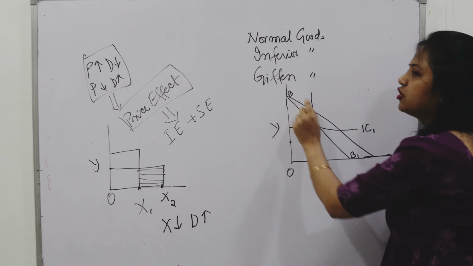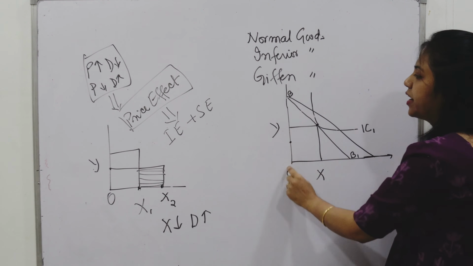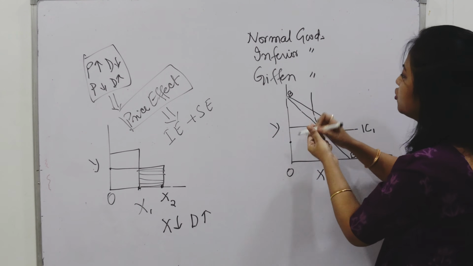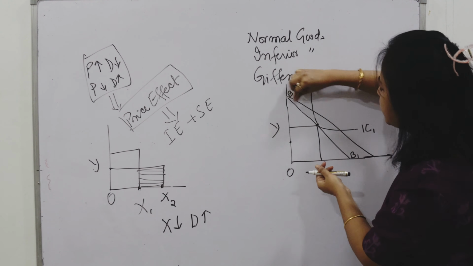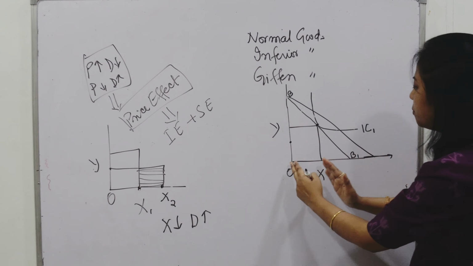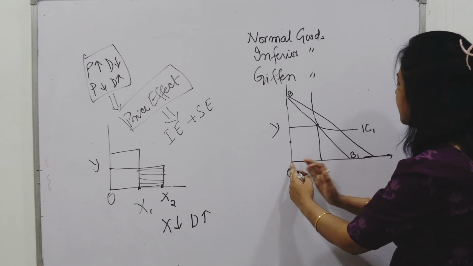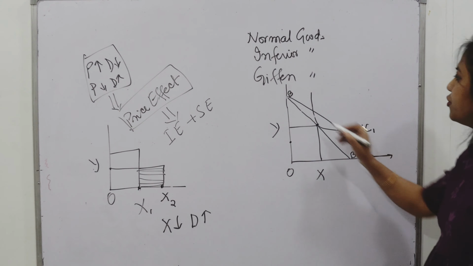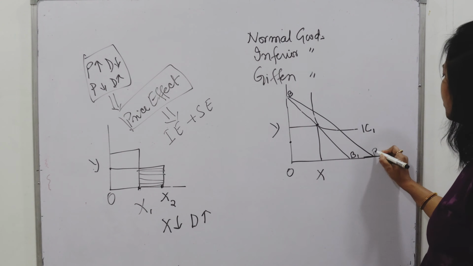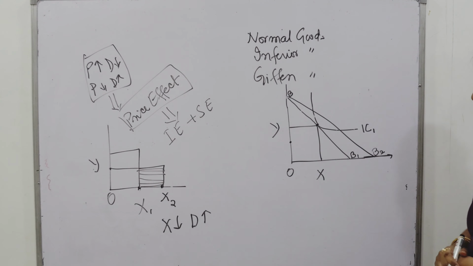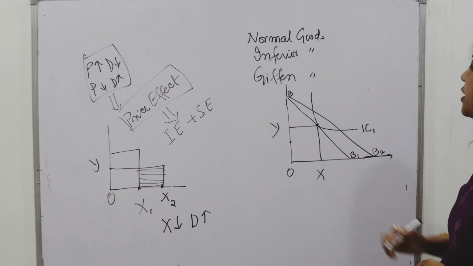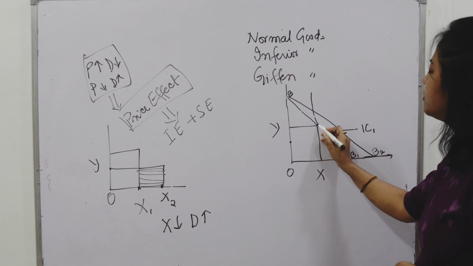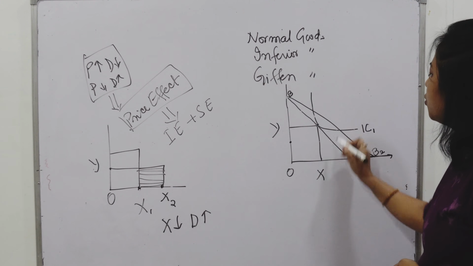Because the price of Y is unaffected, this point is not changing. I am just rotating this line on this side, because my affordability to buy X was maximum here, and now I can buy this much. So I am moving from BB1 to BB2 as my new budget line. When I move to a new budget line, I will demand more of X.